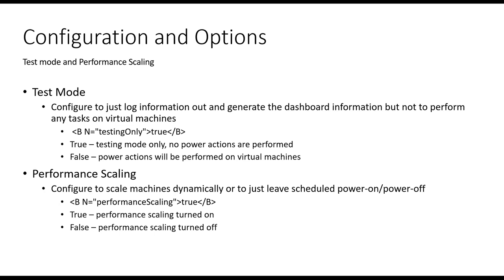Performance scaling can be on or off. So if you just want this to spin up your buffer of machines in the morning, and then you want it to try and shut them down at the end of the day, and you really don't want it to touch users, it's so simple, you literally just turn performance scaling off and it will do the job.